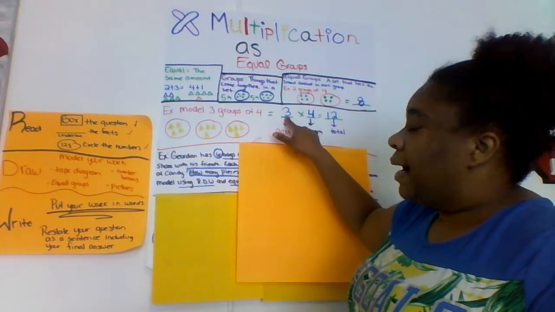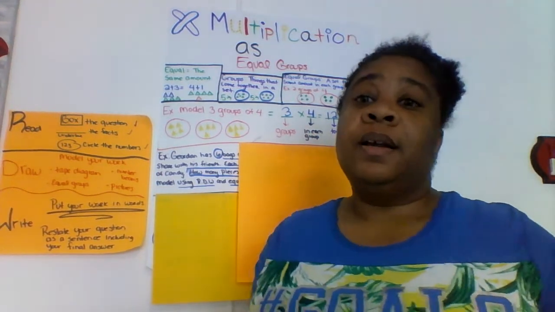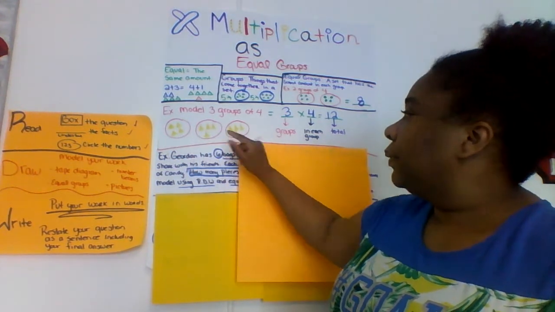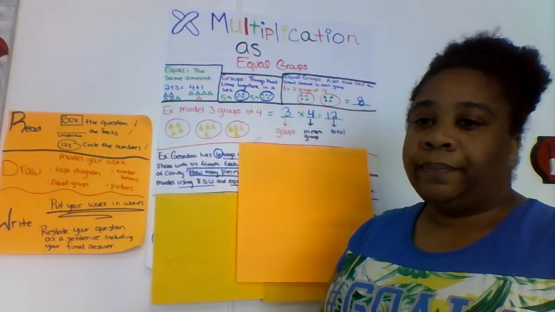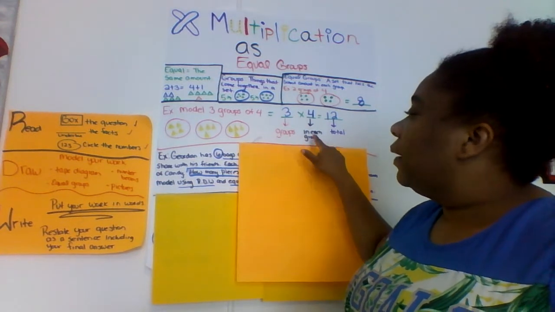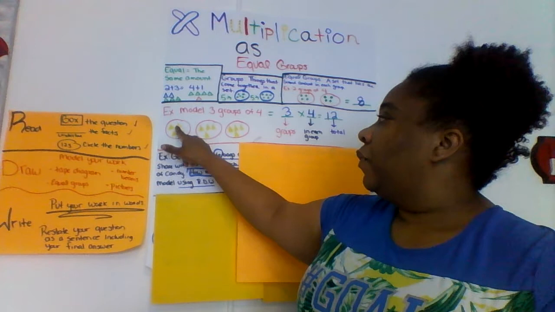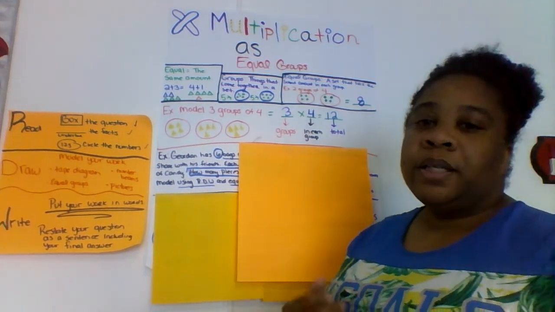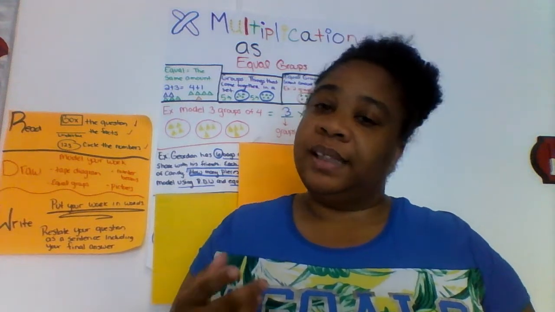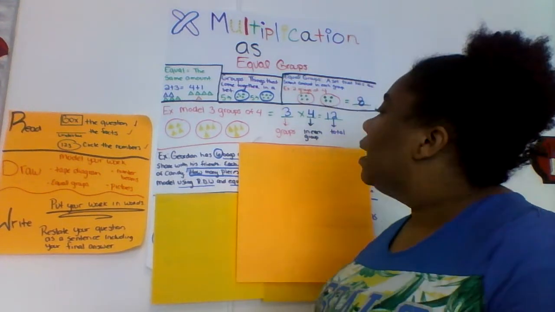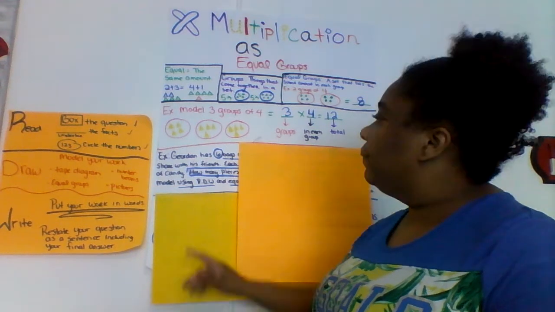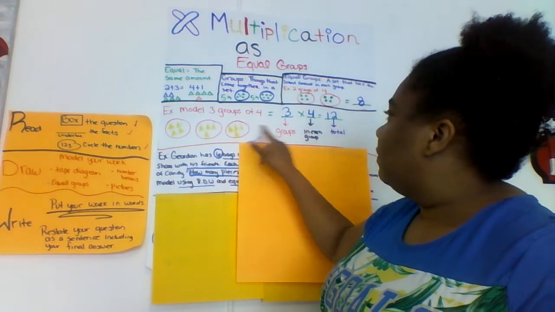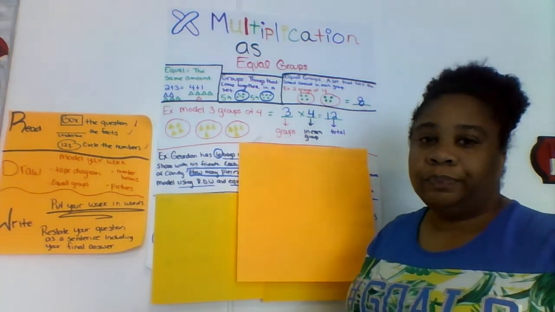Now, how do you make that into a multiplication equation? Your first number in your multiplication, or your first factor, says groups. So I need 3 groups. I count how many groups I have. 1, 2, 3. So my first factor will be a 3. Times how many are in each group. 4 here, 4 here, 4 here. 3 times 4. Now, to find out what my product, which is the answer to a multiplication equation, is, I need to count how many I have all together. 1, 2, 3, 4, 5, 6, 7, 8, 9, 10, 11, 12. So my total is 12.